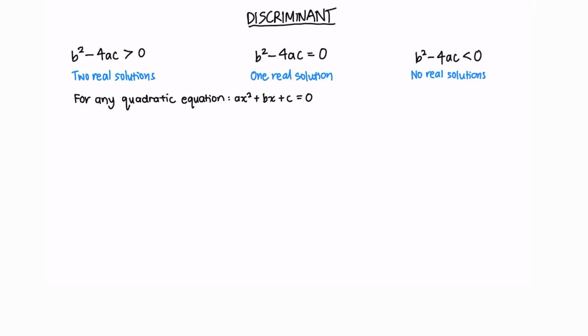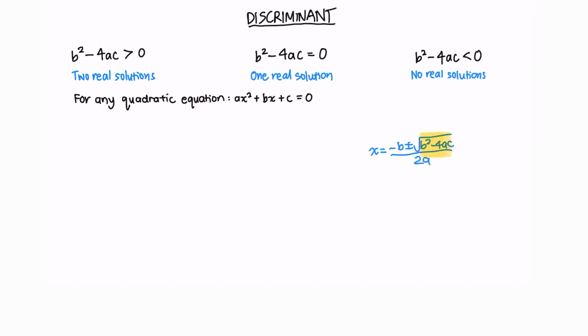So you may be wondering, why does the discriminant work like this? You may find b squared minus 4ac to be pretty familiar. This is actually part of the quadratic formula. And why the discriminant works is totally based on the quadratic formula.